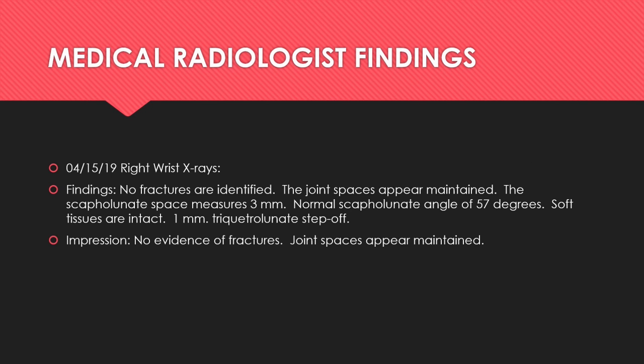Now, the medical radiologist provided the following report of findings. He stated that there were no fractures identified. The joint spaces appeared maintained. Scapholunate space measured 3 millimeters. I found 2.3. Normal scapholunate angle of 57. I found 63.2. And 1 millimeter triquetrolunate step-off.